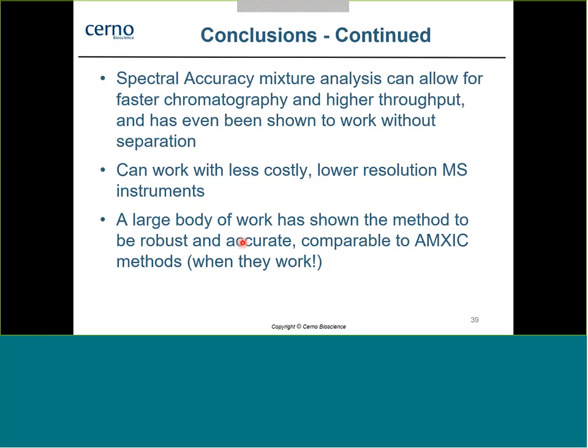And again, we have a large body of work behind this, which has shown that the method is very robust and accurate. And quantitatively, the numbers that you get in terms of the mixture results are comparable to accurate mass XIC methods when they work. Okay.